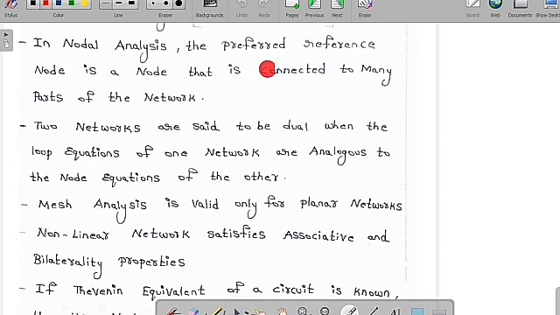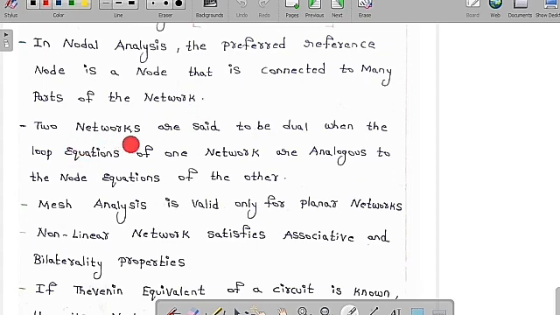In nodal analysis, the preferred reference node is a node that is connected to many parts of the network. If a node is connected to many parts of the network, it is preferred to choose it as the reference node.